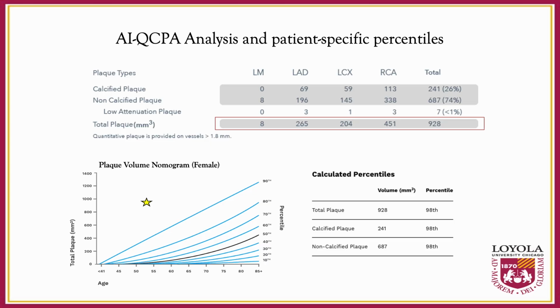You can also appreciate that she was found to have atherosclerosis of all of the major epicardial vessels, with 8 millimeters cubed in the left main, 265 millimeters cubed in the LAD, 204 millimeters cubed in the circumflex, and 451 millimeters cubed in the RCA. Now, based off of her age and sex, you can see that she fell in the 98th percentile for her total plaque volume, total calcified plaque volumes, as well as total non-calcified plaque volumes.